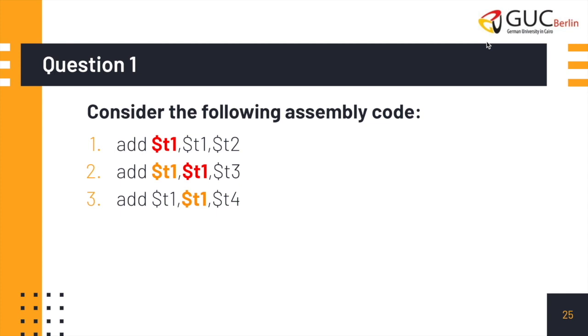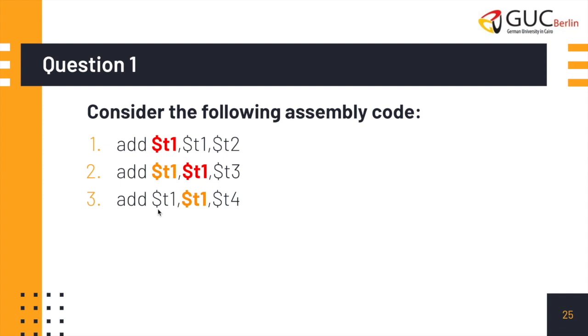So consider the following assembly code. I am adding the value of T1 to the value of T2 and storing it in T1, that's instruction 1. Then in instruction 2, I am adding the value of T1 to the value of T3 and storing it again in register T1. Then in instruction 3, I am adding the value of T1 to the value of register T4 and storing it in register T1.